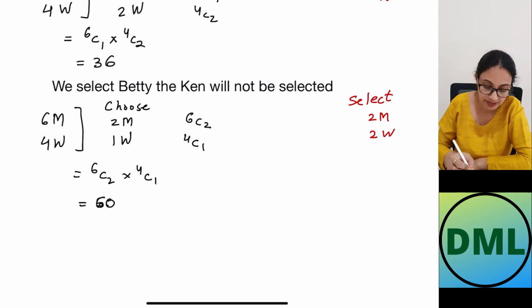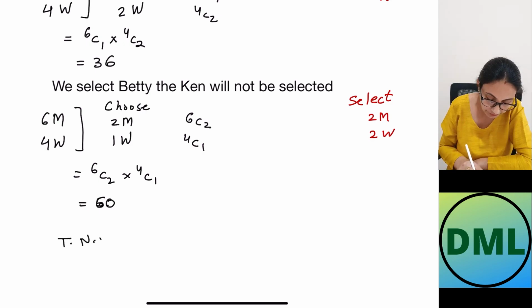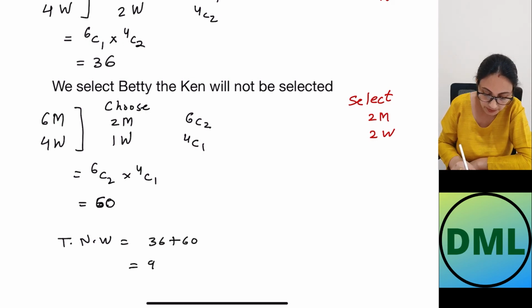So the total number of ways, because I have done it separately, I need to add my answers. Total number of ways is given by 36 plus 60, which is equal to 96.